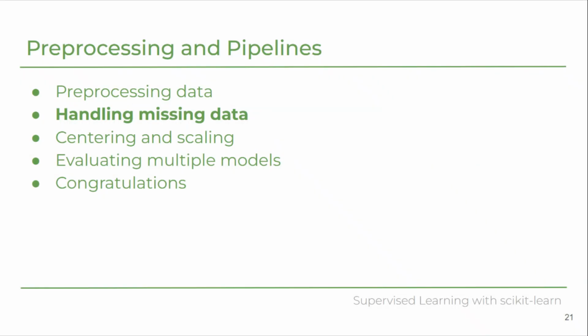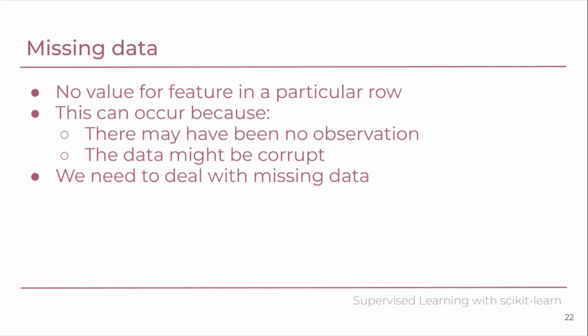Now let's look at how to handle missing data. When there is no value for a feature in a particular row, we call it missing data. This can happen because there was no observation or the data might be corrupt. Whatever the reason, we need to deal with it.